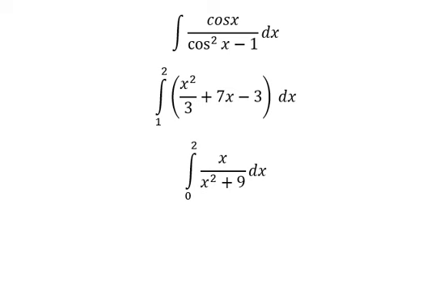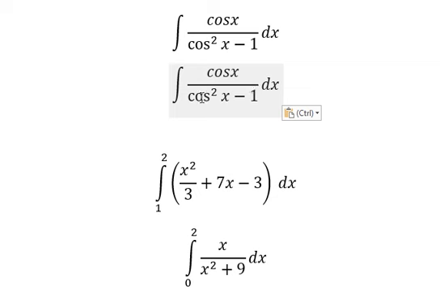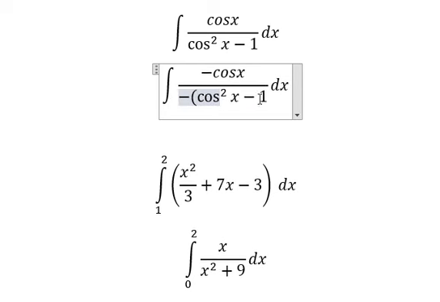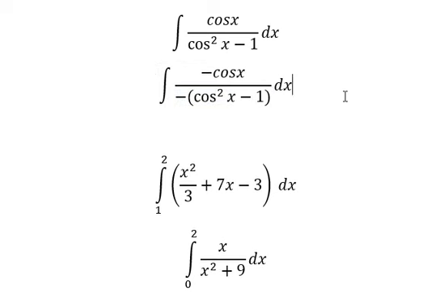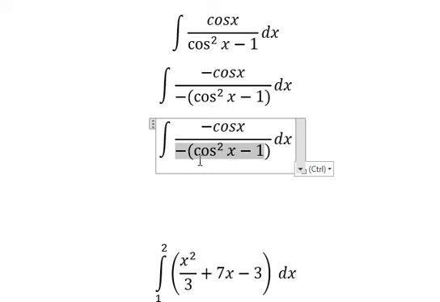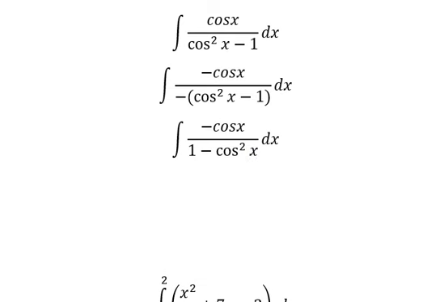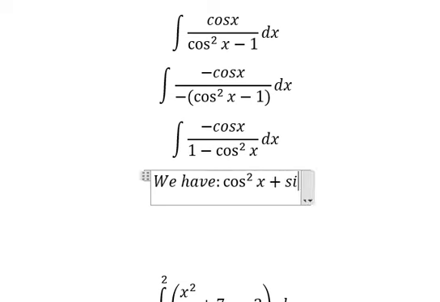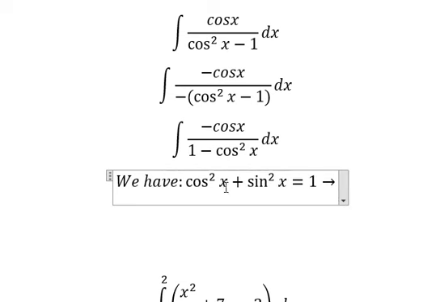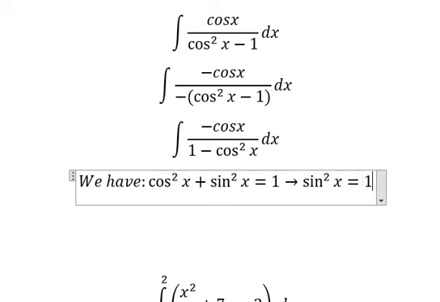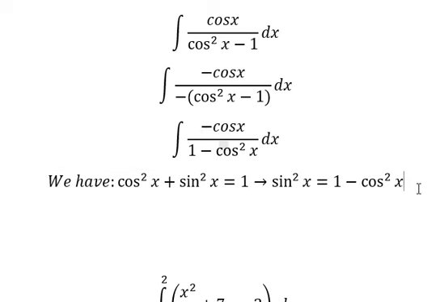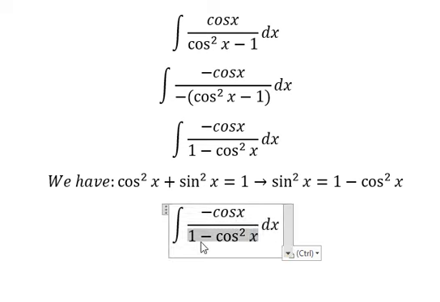So today I will show you how to answer this one. We need to put the negative on the numerator and the denominator. So this one we can change the sign, and we have 1 minus cosine x squared. Now we have the formula in here. So we put cosine x squared to the right, and we have sine x squared equals 1 minus cosine x squared. This one is about sine x squared.